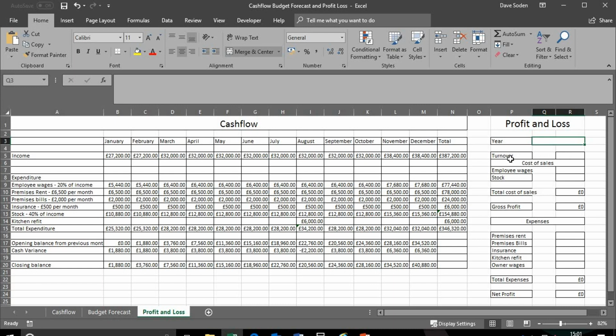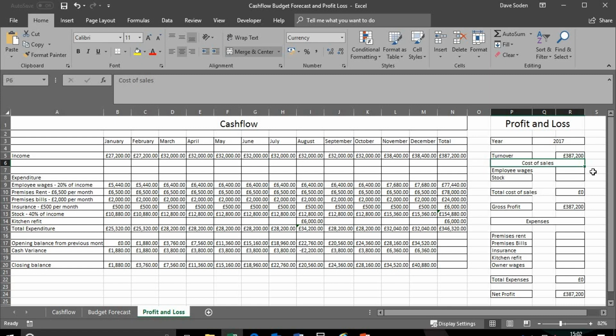So here you can see we have the original cash flow all completed. We're going to use this to create our profit and loss account. Firstly, we need to say what year this profit and loss is. So for this, we'll use 2017. Now we need to look at the turnover or income for the year. According to the cash flow, we generated £387,200 in turnover, so we must add this in.